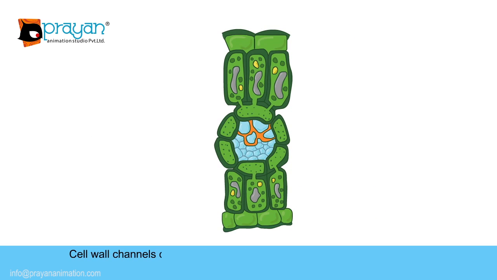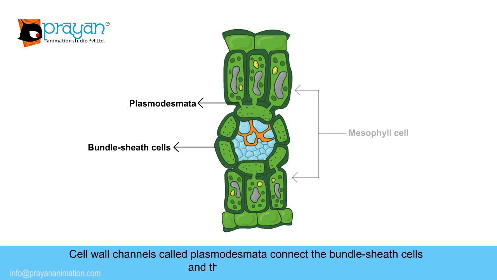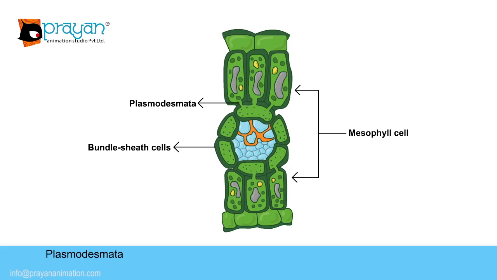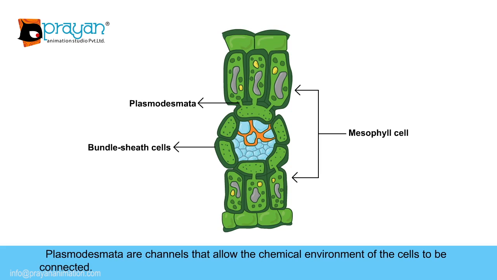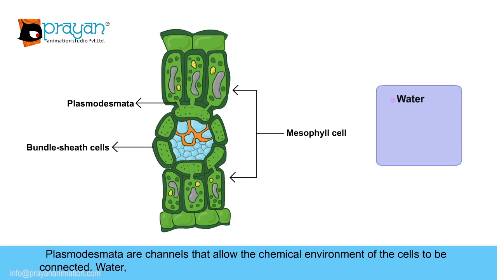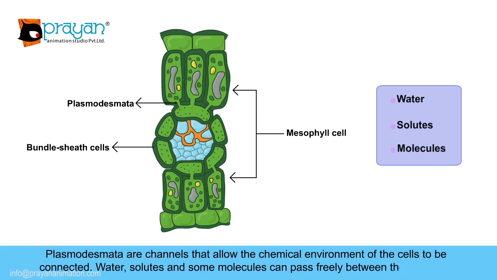Cell wall channels, called plasmodesmata, connect the bundle sheath cells and the mesophyll cells. Plasmodesmata are channels that allow the chemical environment of the cells to be connected. Water, solutes, and some molecules can pass freely between the two cells.